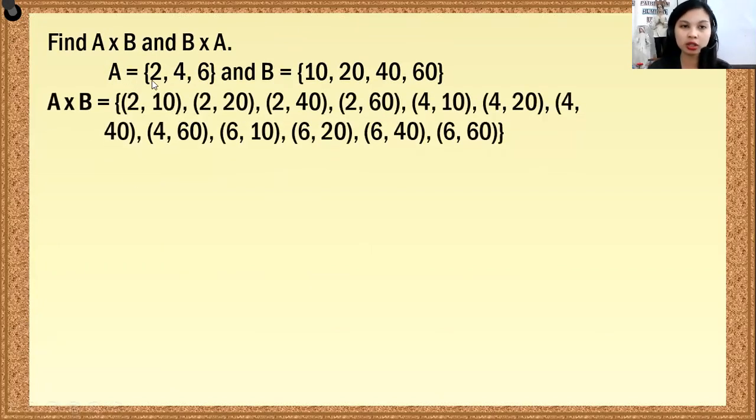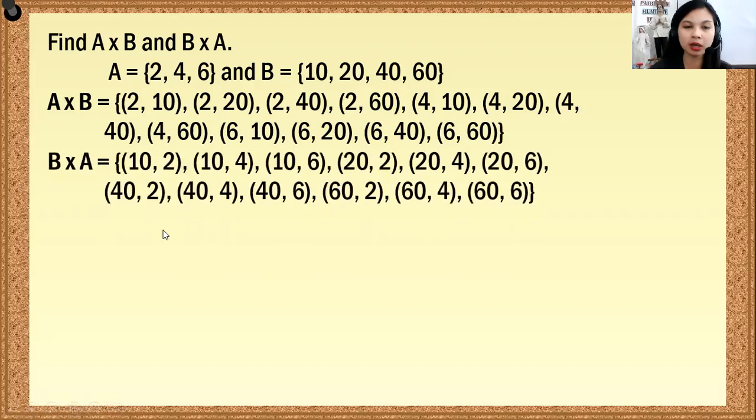So dito po, you just need to distribute the elements of A to the elements of B, okay? So, elements of A is 2 and then distribute natin siya sa apat na elements of B. We have 10, 20, 40, and 60. Okay? Kumbaga, dinistribute lang natin sa kanila. And then next, we have 4 naman. And then yun, same pa rin, 10, 20, 40, and 60. And then last element for A, we have 6, and then distribute it again to the elements of set B, which is 10, 20, 40, and 60 po. Okay? So, ganyan lang siya pag imumultiply.